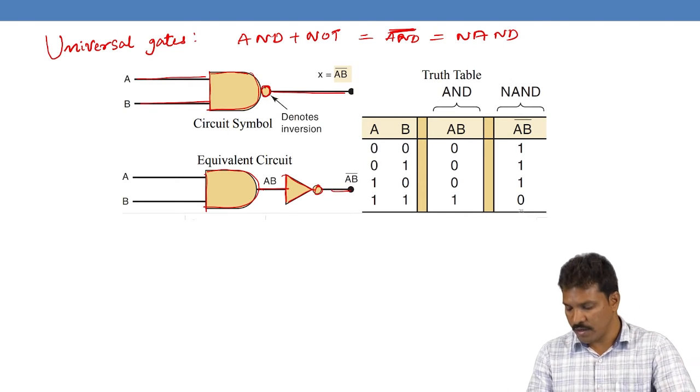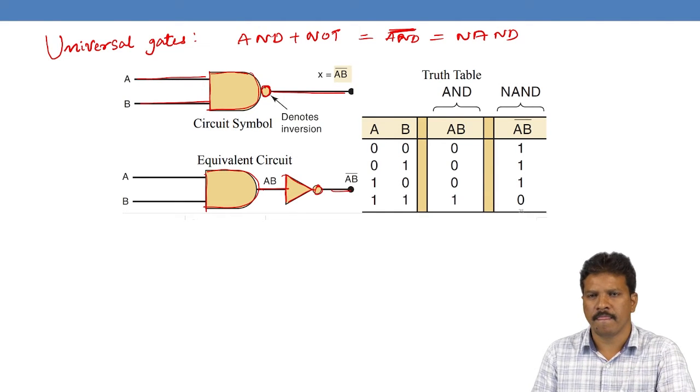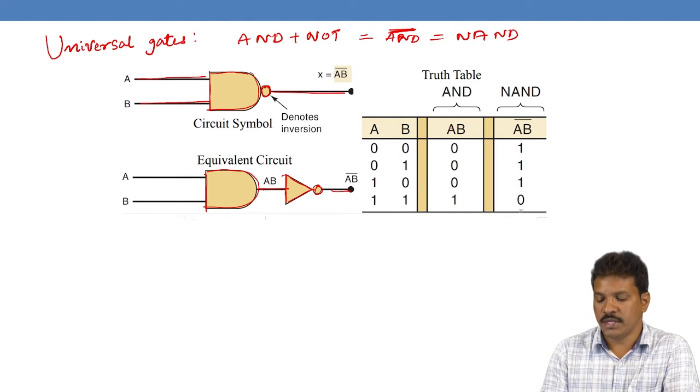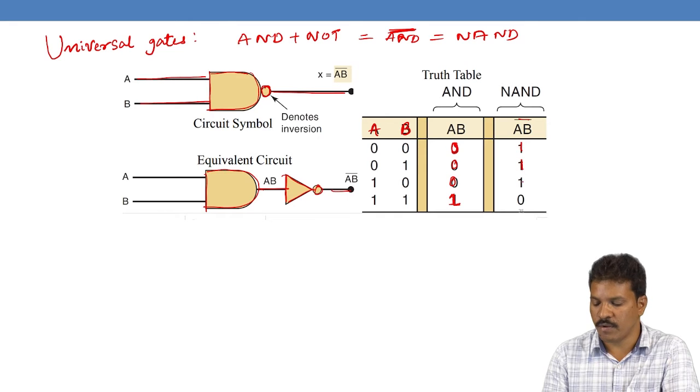The truth table for this: first we will see the AND, then the complement of AND is nothing but NAND. Take the AB inputs: 0 0, 0 1, 1 0, 1 1. AND operation: if any one input is 0, the output will be 0, and only when both inputs are high, the output is 1. That is AND operation. If you take the complement of it: 0 complement 1, 0 complement 1, 0 complement 1, and 1 complement 0. So the output of the NAND gate is 1110.